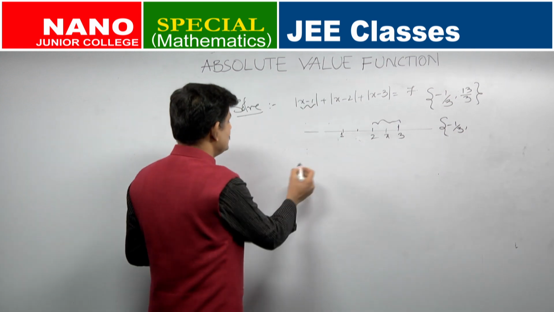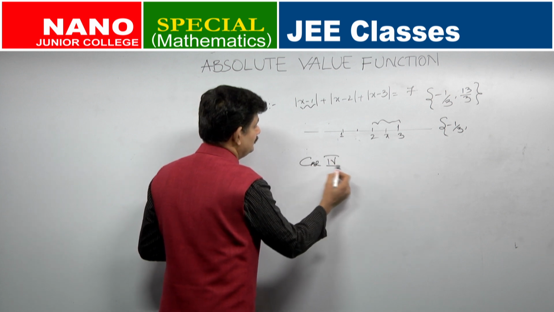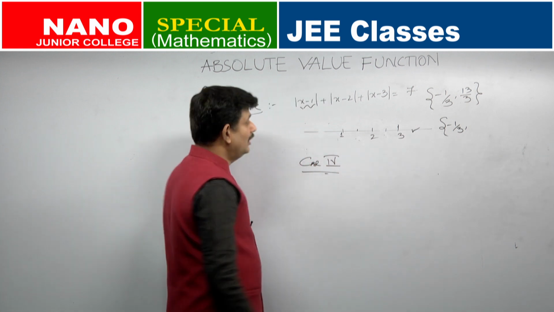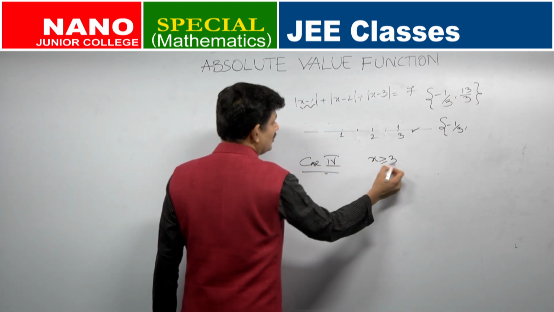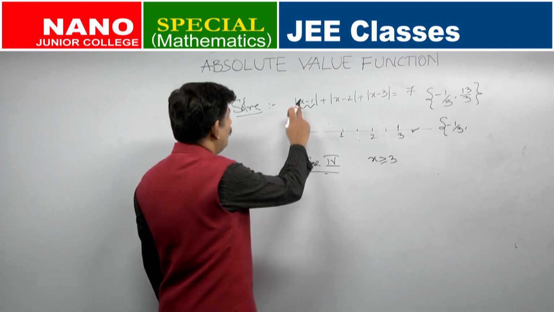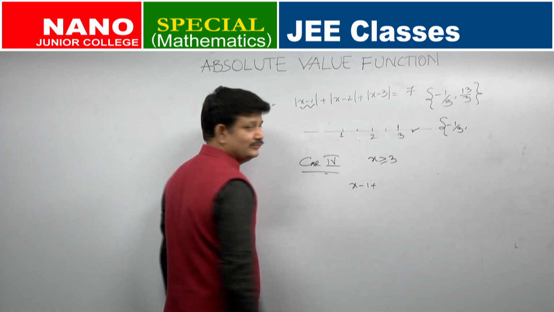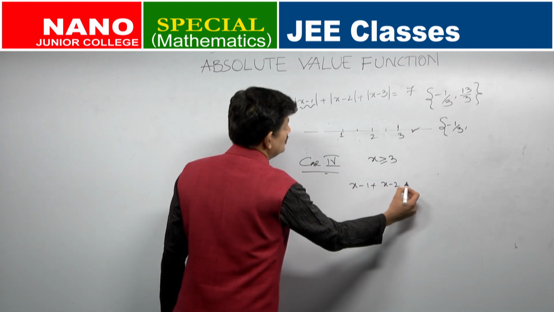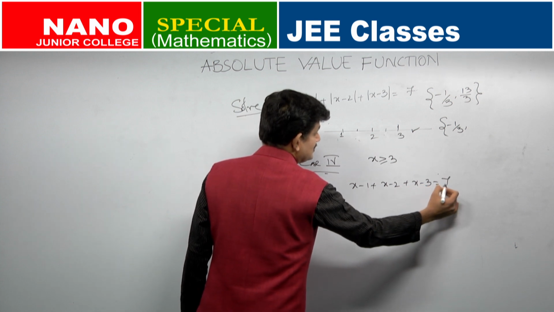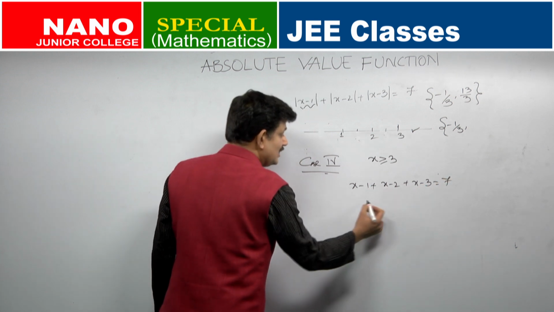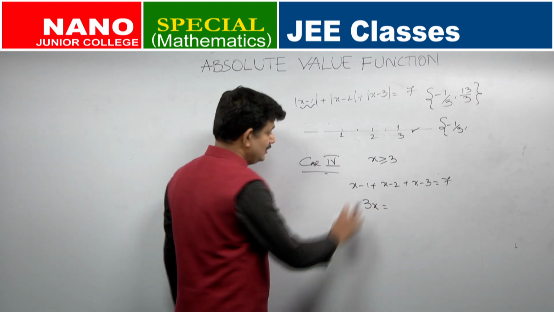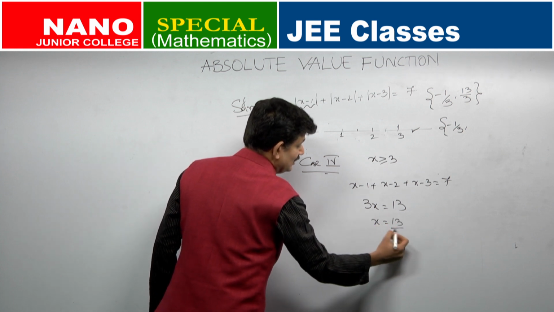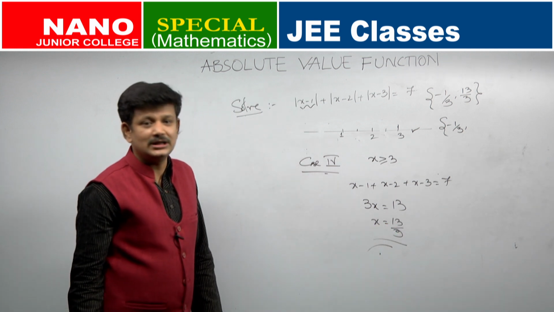So, we are left with the last case, case 4. What is that case 4? Set of all numbers greater than or equal to 3. What will be mod x minus 1? X minus 1 itself, x is greater than 3. So, x is obviously greater than 1 and 2. So, mod x minus 2 will be x minus 2, mod x minus 3 will be x minus 3. This sum you want it to be 7. We can see 3x, minus 1, 2, 3, 6. Take it to the other side, 13, x is equal to how much? 13 by 3.